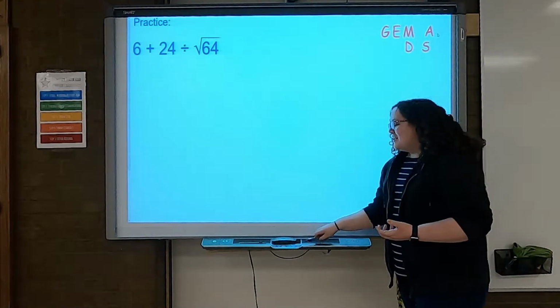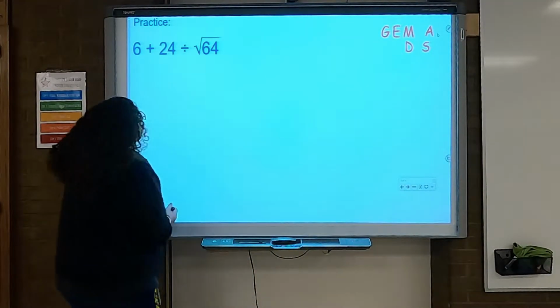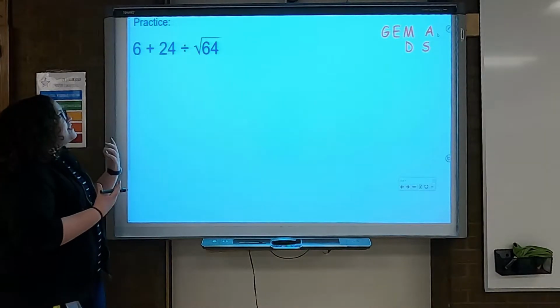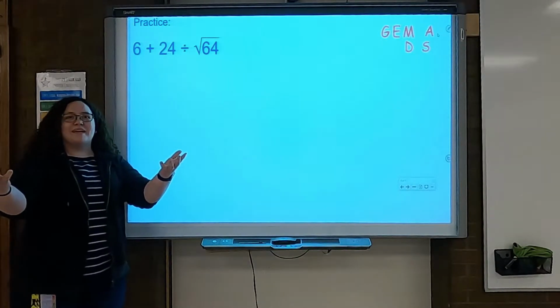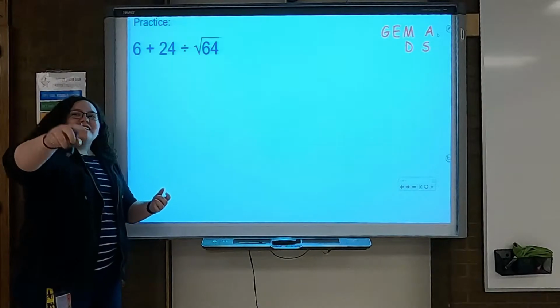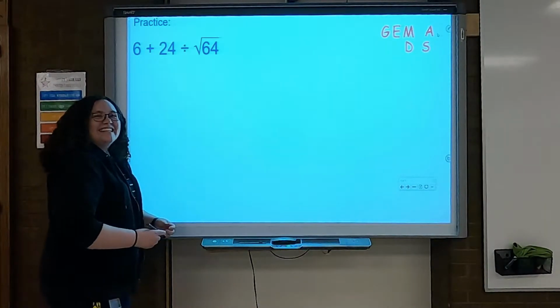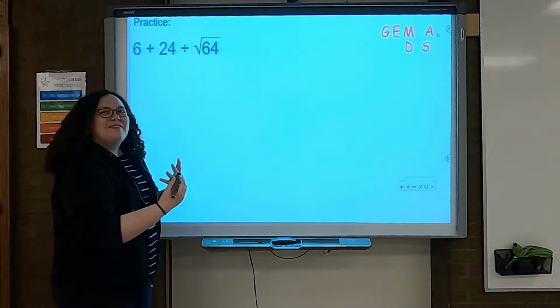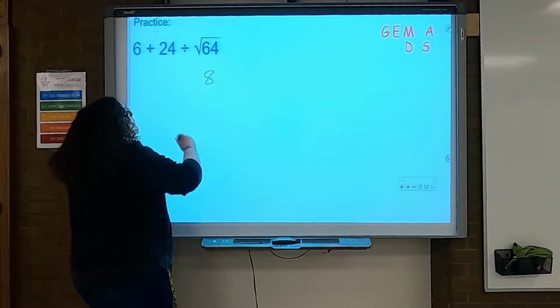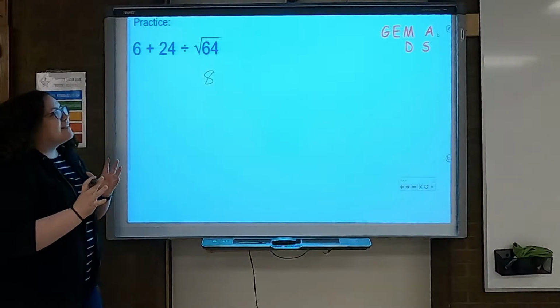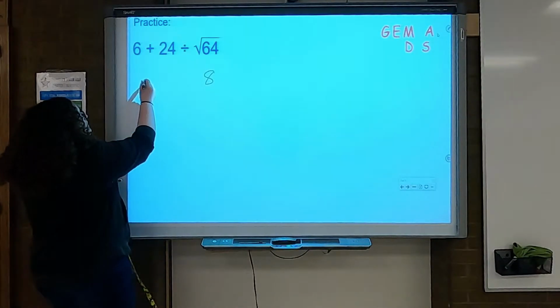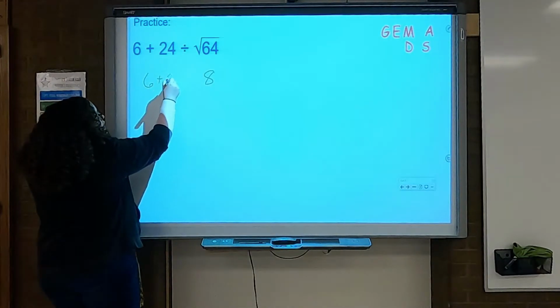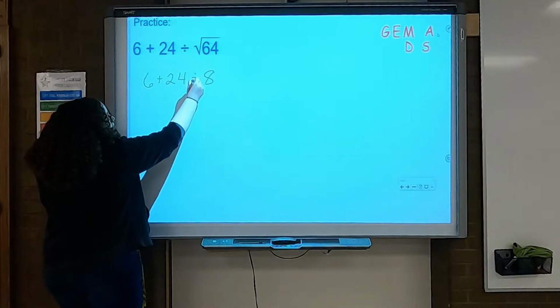So over here we've got 64 inside of the radical. What is the square root of 64? Can anyone tell me? All right, so the square root of 64 simplifies down to 8, but the rest of this is still staying the same. So I'm just going to bring everything down. I've still got 6 plus 24 divided by 8.